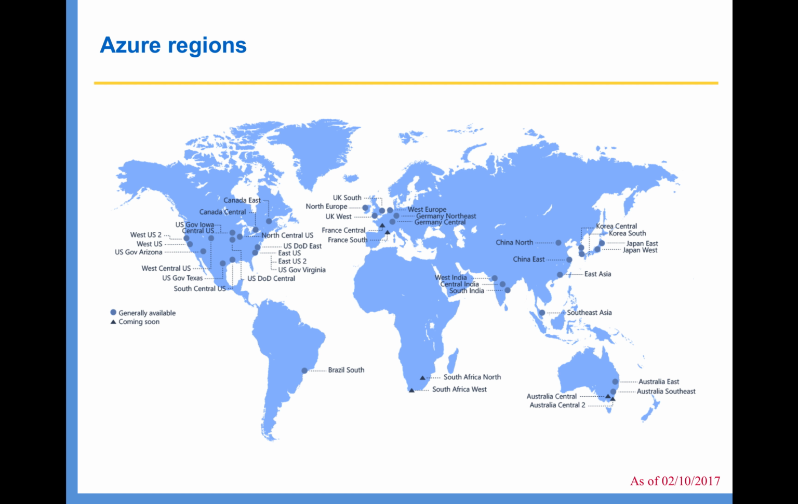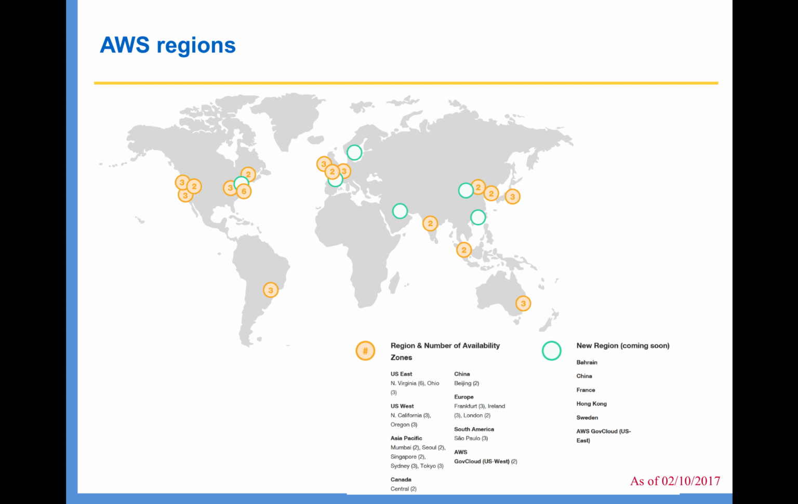When it comes to AWS, similar to Azure, they have a lot of presence in US and Canada. They have a lot of presence in Europe, and quite a bit of presence in India, China, Japan, Southeast Asia, Australia and Brazil. They are coming up with new regions in Europe, Middle East and China. One thing you might have noticed here is they don't have any presence in Africa and they don't have any plans to introduce one as of now.